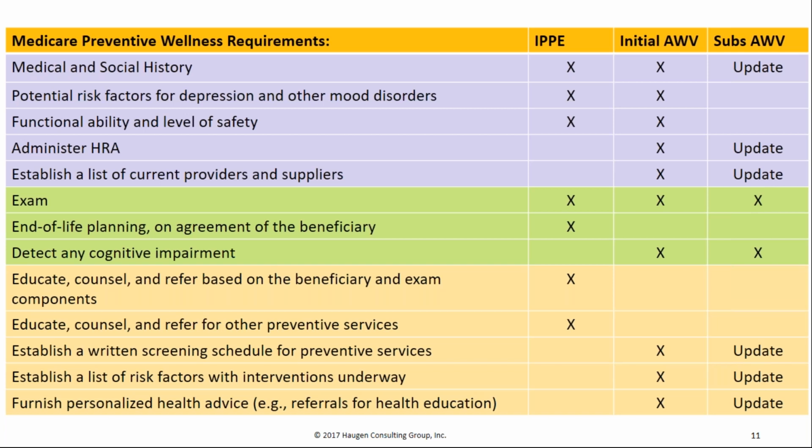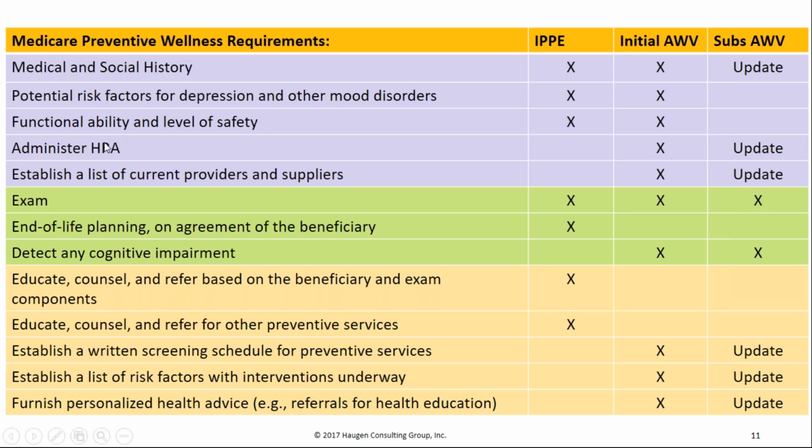So you can see what's required there for the initial, and the subsequent entails a lot of updating of that information. All of this information can be found on the CMS website, and they have a lot of materials out there about these preventive wellness requirements. So again, if you're billing for these services, it's a really good idea to become familiar with these requirements, because they do specifically say if you don't meet all of them, then you're not supposed to bill the service.